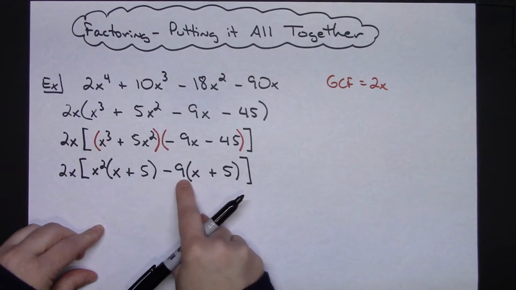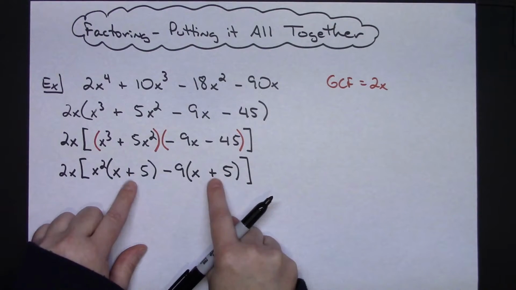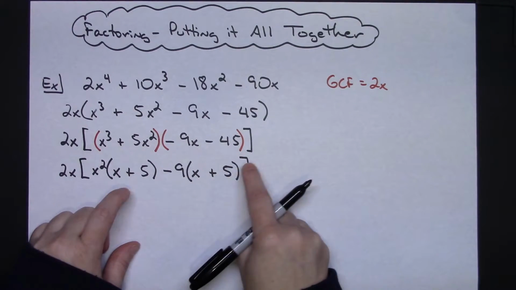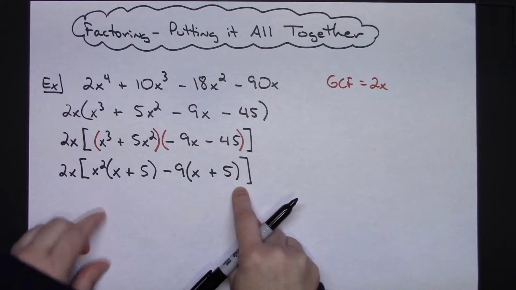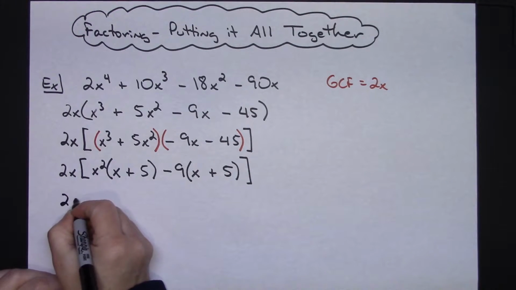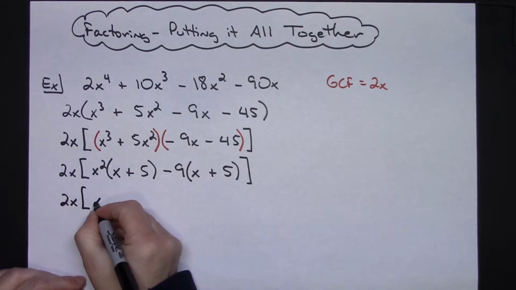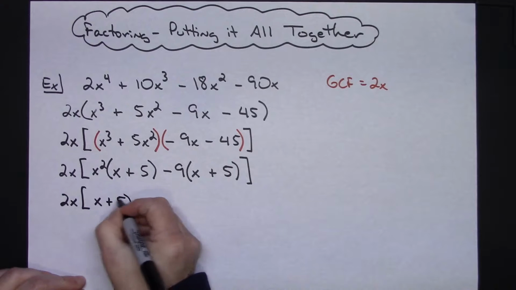So this is a term and this is a term, and in there I have a common binomial, so I can factor that common binomial out of those two terms, and I'm going to be doing it just inside these brackets. So the 2x is going to stay out here. I'm going to factor out the x plus 5 out of each of those terms.